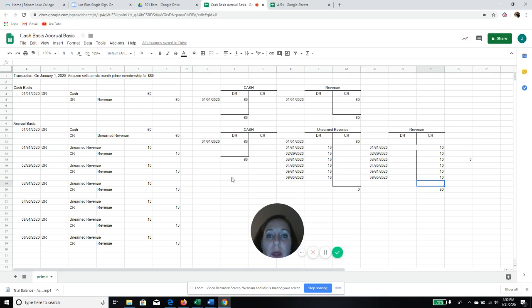By the end of June, they end up with a debit balance in cash of $60 that I paid them back on January 1st. They end up with the whole $60 sitting in revenue, same as cash basis, and the liability account, once they've delivered the 6 months of service, is $0. So under cash basis, we end up with $60 in cash and $60 in revenue, and under accrual basis, we also end up with $60 in cash and $60 in revenue. The difference is just timing, when we get to recognize that revenue.